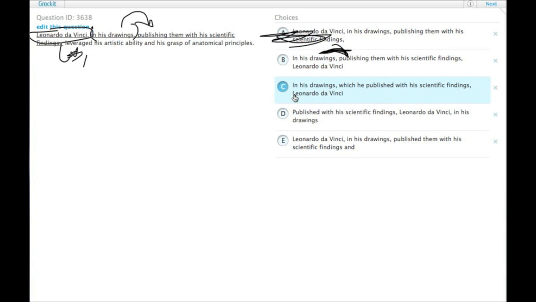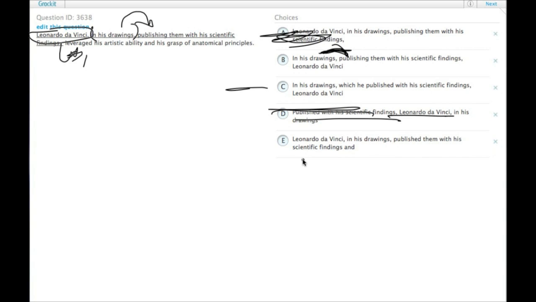So C, in his drawings, which he published with his scientific findings, he leveraged. Okay, so this one's possible. D, published with his scientific findings, Leonardo da Vinci. So this one is grammatically saying that he was published with his scientific findings. We could say this about his drawings, but not him. So D is out.